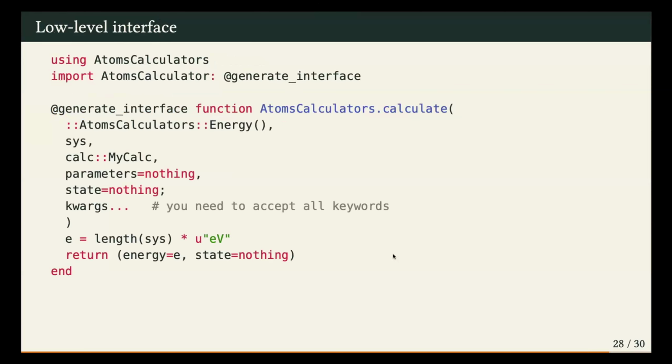And this is how you do it with the low-level interface. And here you note you need to have the state. So that's a must-have. Otherwise, it says that you are not having the interface correctly.